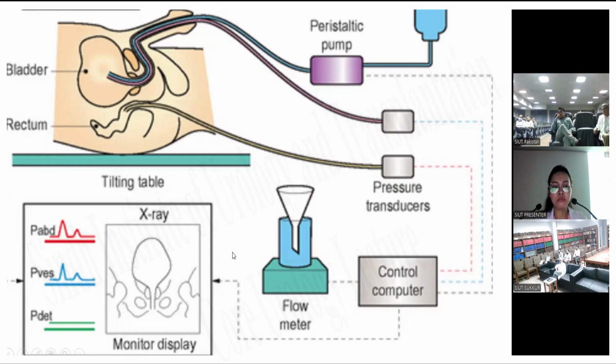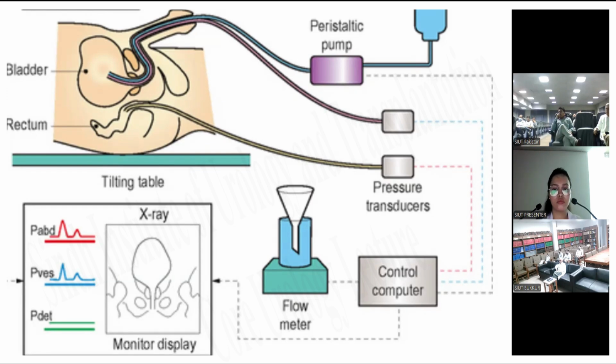These traces are very important. During cystometry, you will be observing the traces. So in this picture, we have the abdominal pressure and the detrusor pressure. The detrusor pressure cannot be measured directly. It is measured by the formula, by subtracting P abdominal from the P vesicle.